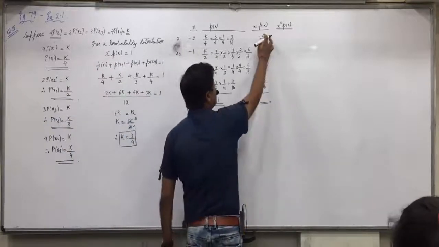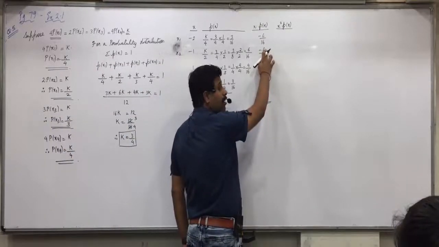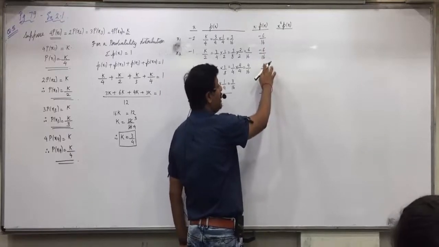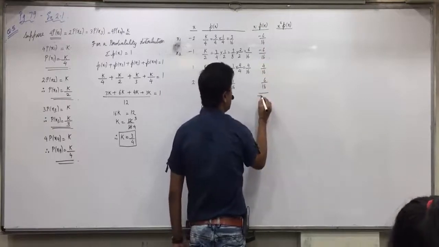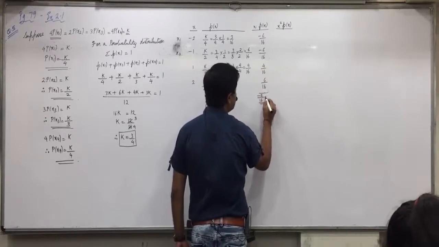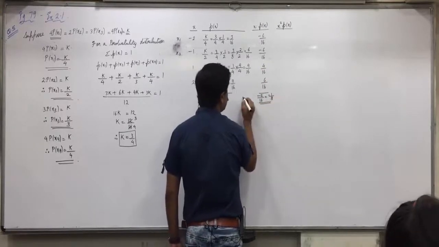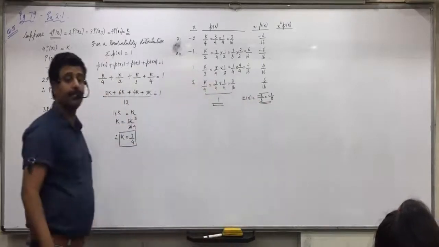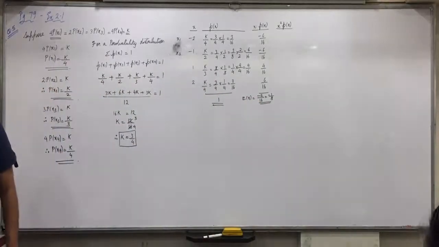Okay. Now minus 6 minus 6, minus 12 plus 4, minus 8 plus 6, minus 2 by 16 means minus 1 by 8. This is the expected value of x. Is everyone clear with this?